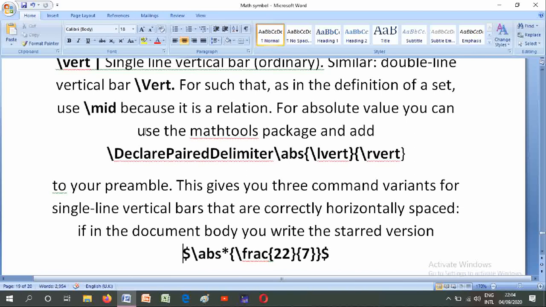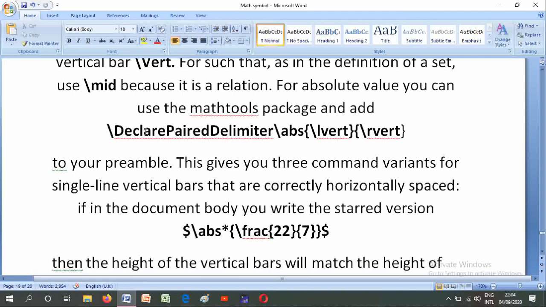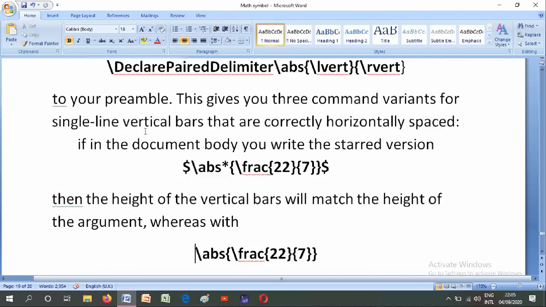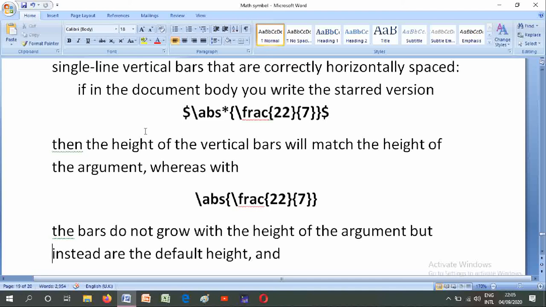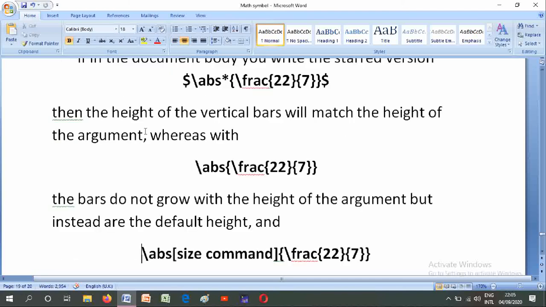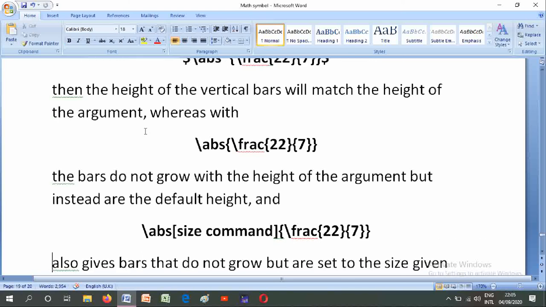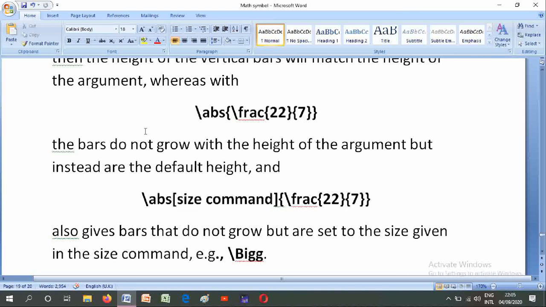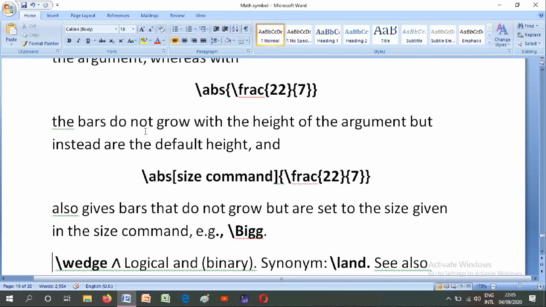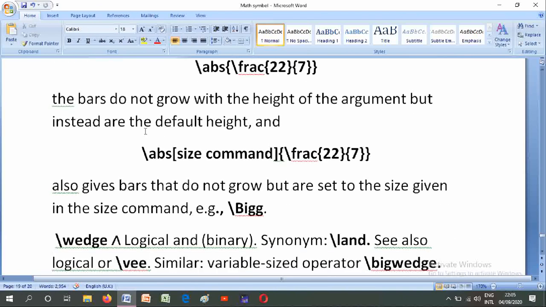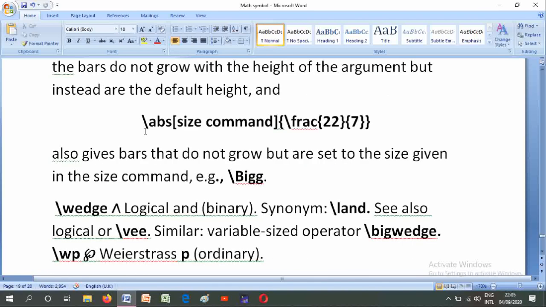This gives you the three command variants for single line vertical bars that are correctly horizontally spaced. If in the document body you write the starred version $\abs*{\frac{22}{7}}$, then the height of the vertical bar will match the height of the argument, whereas with \abs{\frac{22}{7}}, the bars do not grow with the height of the argument, but instead are the default height. \abs[size command]{\frac{22}{7}} also gives bars that do not grow but are set to the size given in the size command.